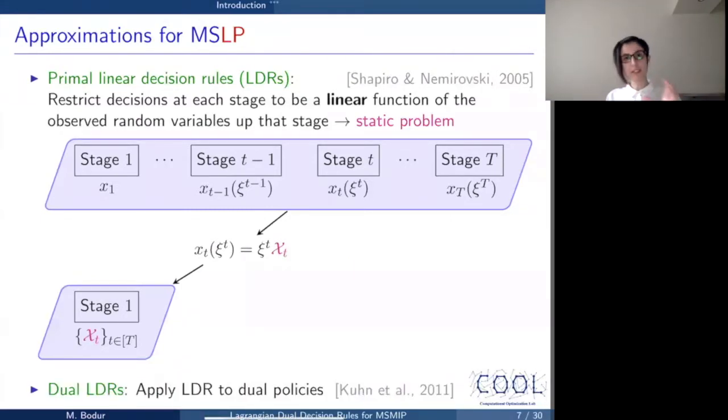You can actually play the same game for multi-stage stochastic linear programs in the dual setting. If you have a multi-stage stochastic LP as the primal, it has a dual version, which is another multi-stage stochastic LP. You can apply the same type of LDRs on the dual variables, and you can also obtain some lower bounds from the dual side.